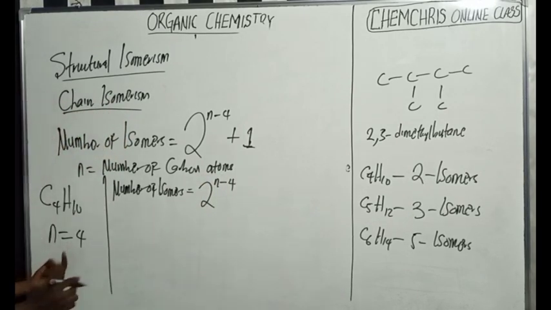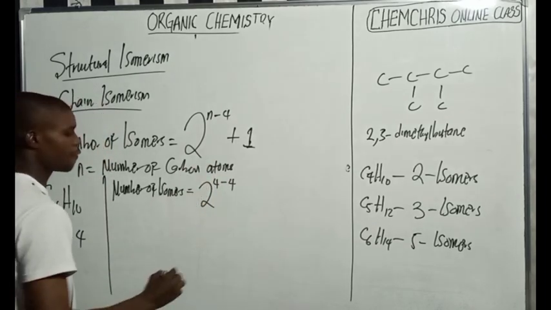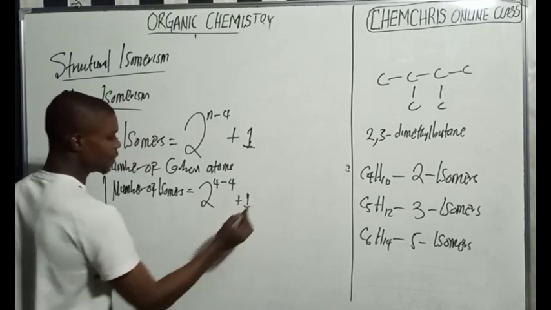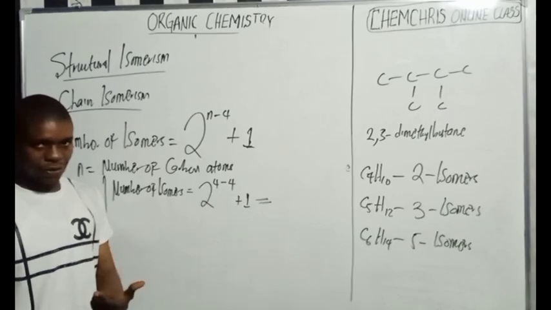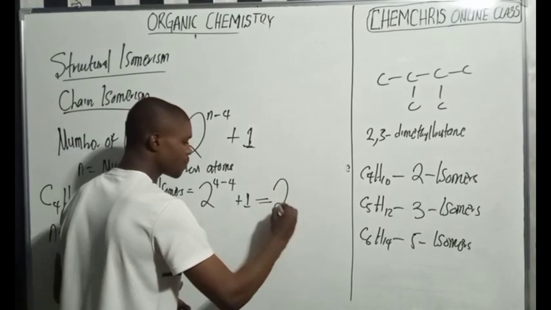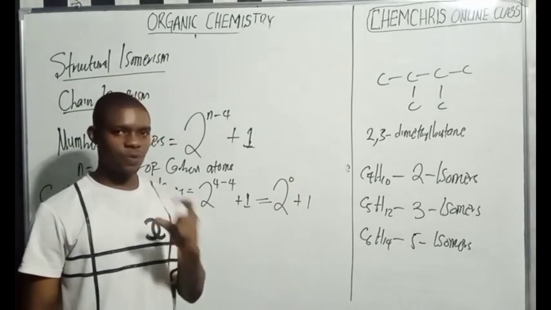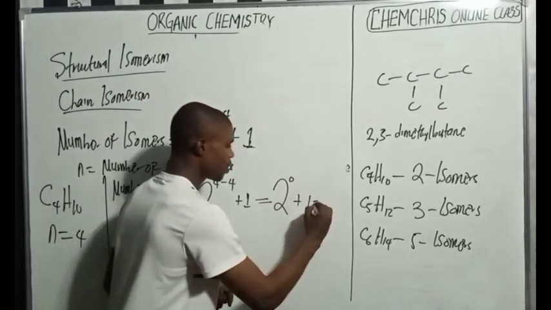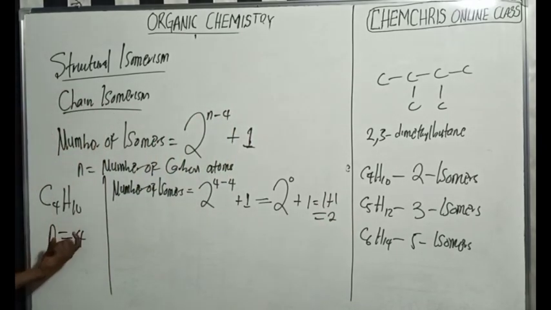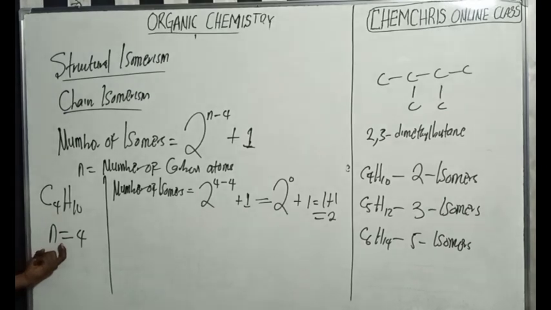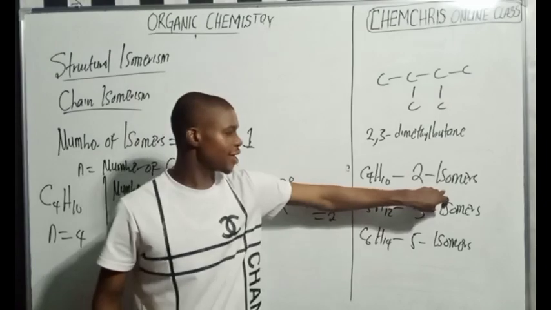So remember my n is 4, right? So it's going to be 4 minus 4 plus 1. If you do it like that, what will happen here? 4 minus 4 is 0, right? So it's going to be 2 raised to the power 0, plus 1. 2 raised to the power 0 is 1. So it's going to be 1 plus 1, which is 2. That is C4H10, with the number of carbon atoms being 4, having only 2 isomers, which corresponds here.